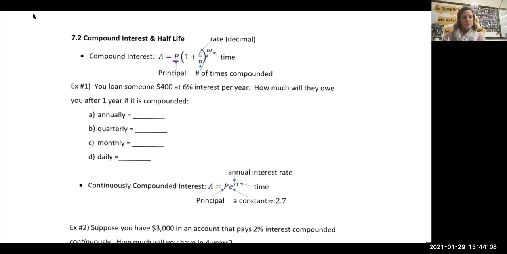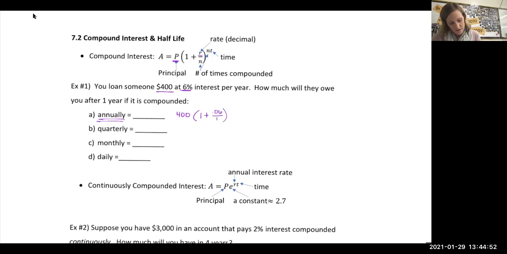Here we go. So first example, it says you loan someone $400 at 6% interest per year. How much will they owe you after 1 year if it's compounded annually, quarterly, monthly, and daily? Okay. So annually, you are going to do the principal amount. That's your starting amount, the 400 times 1 plus your interest rate. So your interest rate is 0.06, right? 6% would be 0.06. Technically, that's over 1. So you don't need to put that in for this one. Whenever it's annually, this is going to be over 1.